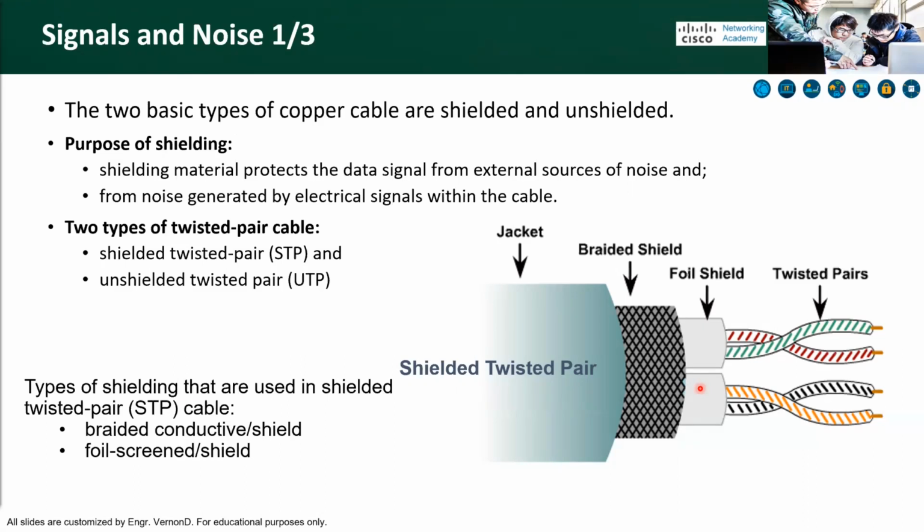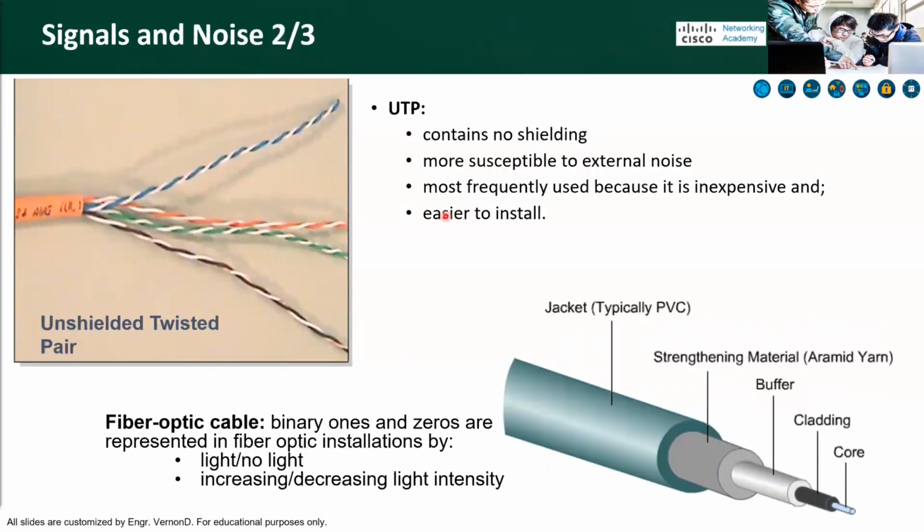ScTP generally refers to Category 5 or Category 5e twisted pair cabling, while STP refers to a specific cable containing only two pairs of conductors. ScTP is more expensive, more difficult to install, and less frequently used than UTP. The UTP contains no shielding. It is more susceptible to external noise. It is most frequently used because it is inexpensive and easier to install. In fiber optic cable, the binary ones and zeros are represented by light or no light, or by increasing and decreasing light intensity.